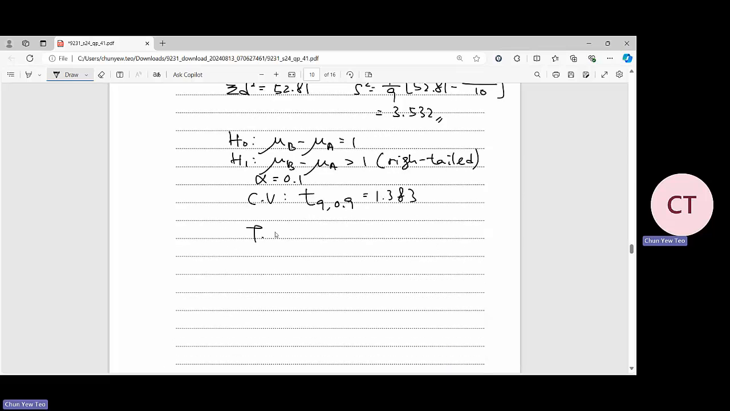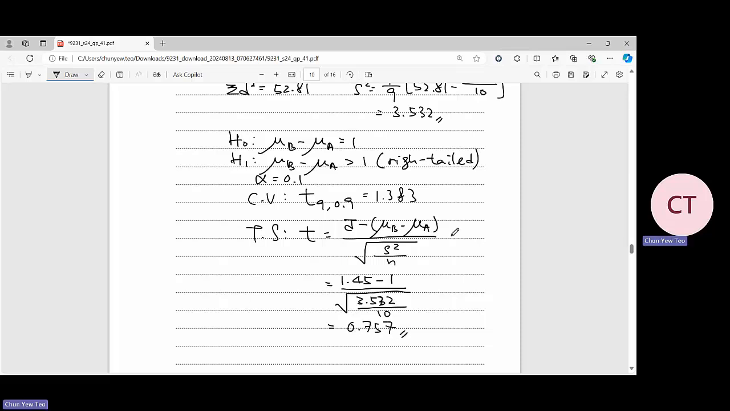Then your test statistic, the t, will use the formula: d bar, minus mu B minus mu A, divided by the square root of S squared divided by n. So d bar is 1.45. Mu B minus mu A is 1. S squared, which we just found, is 3.532, divided by 10. Press the calculator and you'll get the answer 0.757. This is your test statistic.